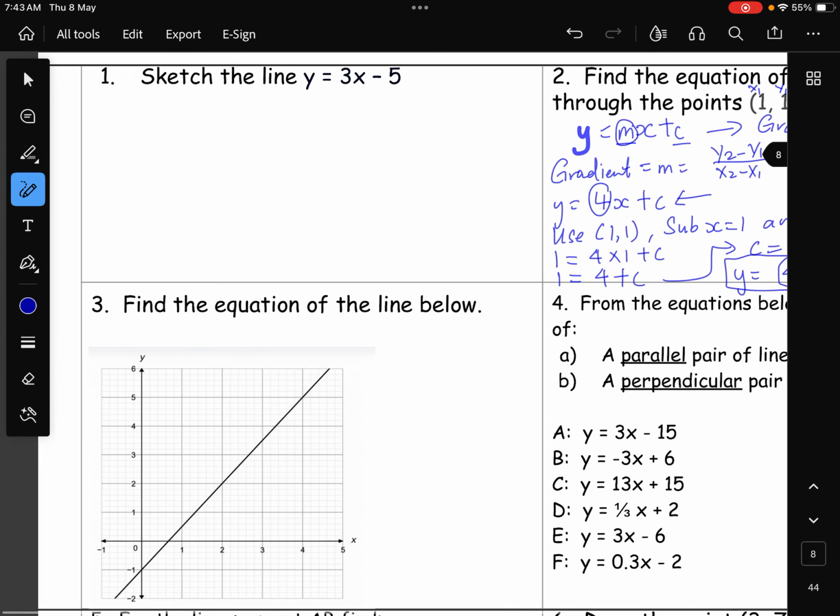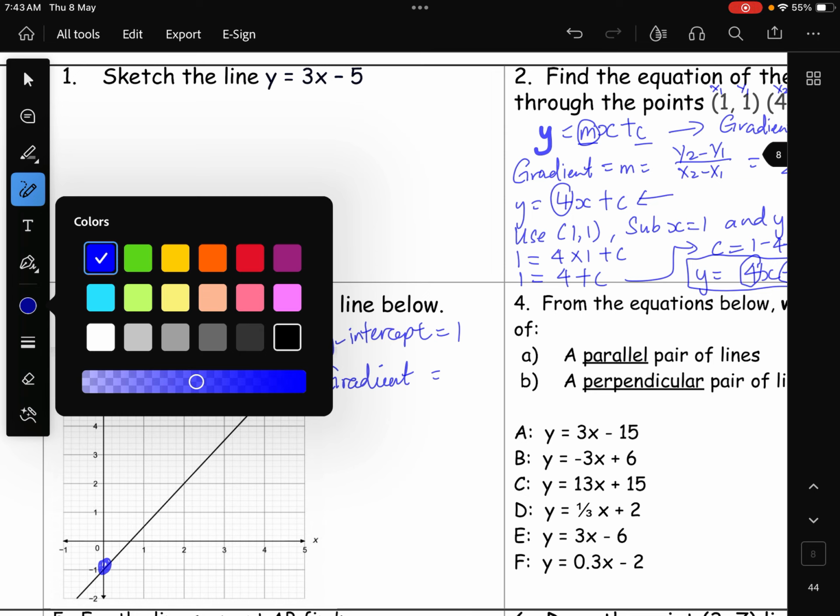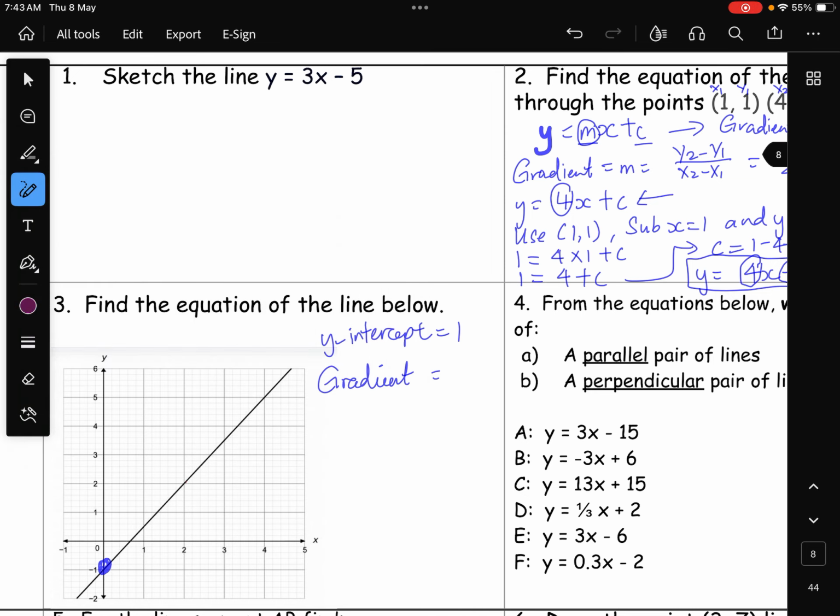Okay, all right, let's move on to question 3, which is finding the equation of the line. Now since we got a graph here and we do know that the y-intercept is 1, so y-intercept is 1. Now then of course we can find the gradient from a straight line graph by choosing any 2 points on the graph. Okay, so I'm just going to show you maybe with a different color. I could choose this point. I could also choose this point if I want to.